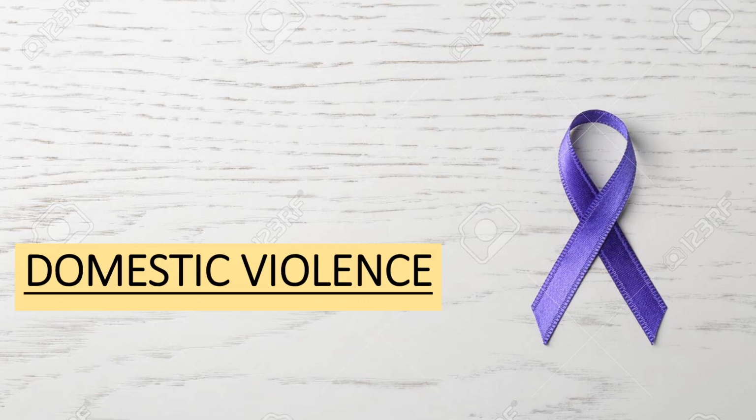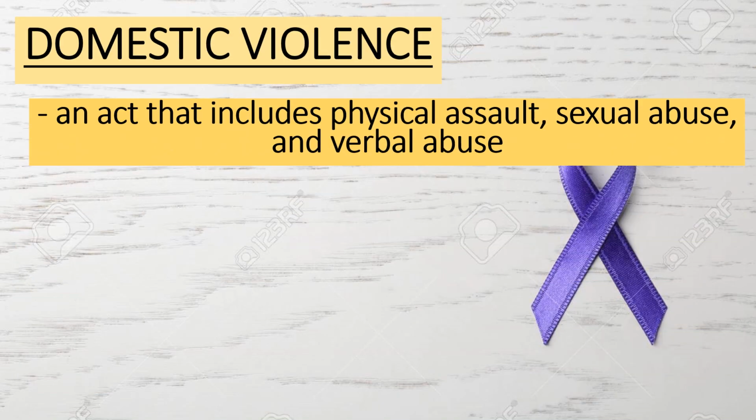Next one is domestic violence. It is an act that includes physical assault, sexual abuse, or verbal abuse. What are the kinds of physical assault? This includes hitting, pushing, or shoving. When we say sexual abuse, this includes unwanted or forced sexual activity. And when we say verbal abuse, these are the hurtful words that a person receives.